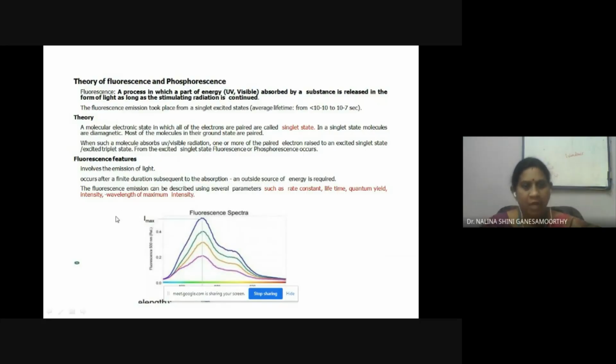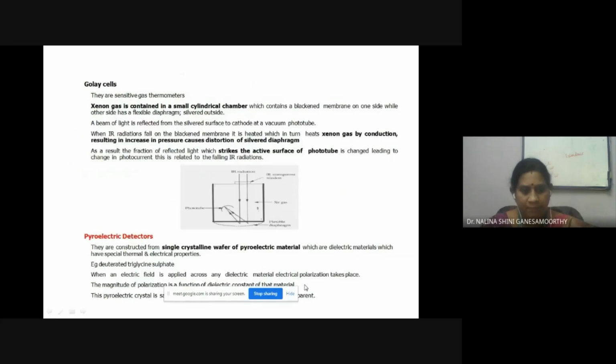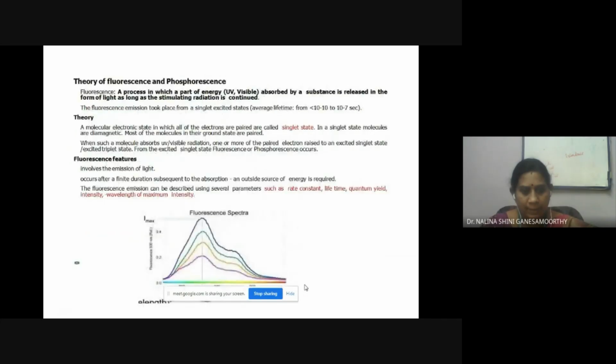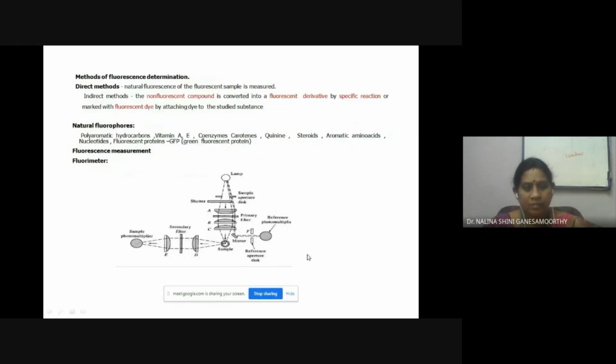Phosphorescence happens. Okay, and this is the characteristic curve representing this fluorescent spectra. And next, so what are the methods by which you can measure the fluorescence?